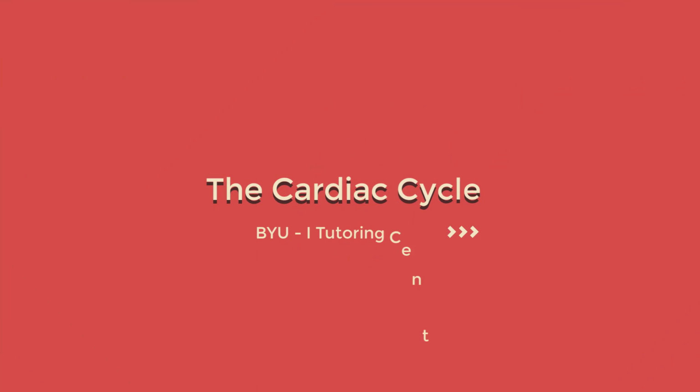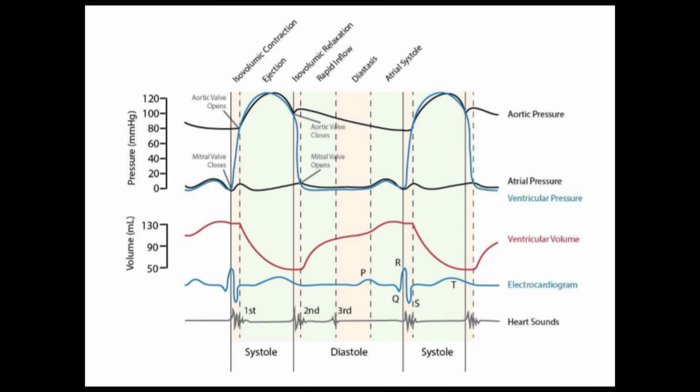Today we'll be talking about the cardiac cycle. This image can be very overwhelming at first, but we're going to break it down into simple parts to better understand it as a whole. The cardiac cycle is as it sounds. It is a graph that describes what the heart will do in one cycle or one heartbeat.